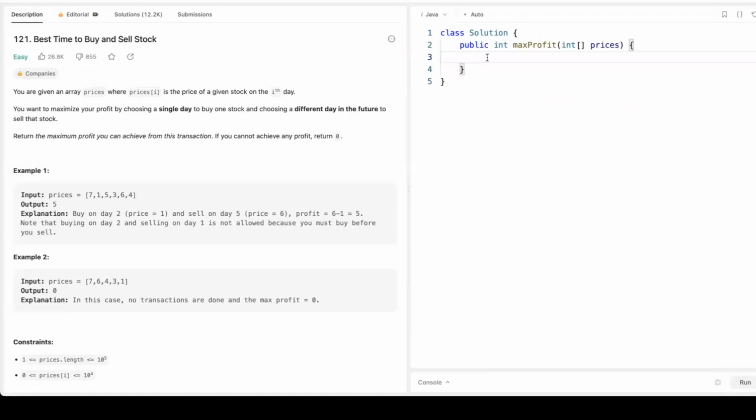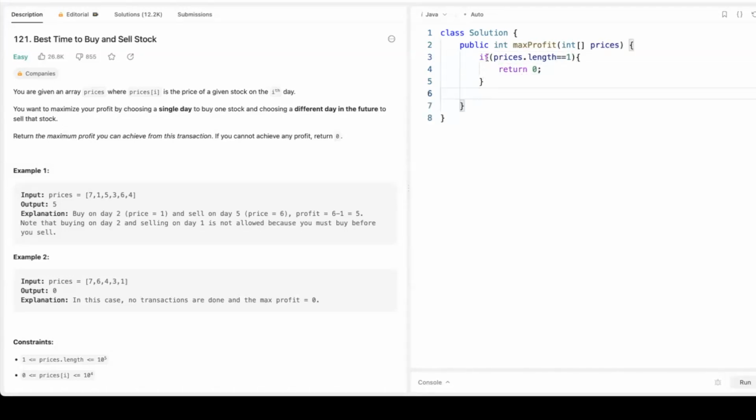There is one edge case. If the array consists of only one value, which means we can buy the stock but cannot sell it, in that case as well, the profit becomes 0. Let's get rid of that edge case.